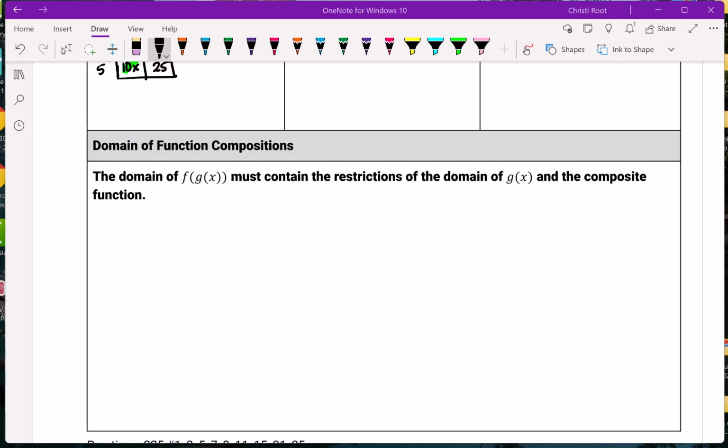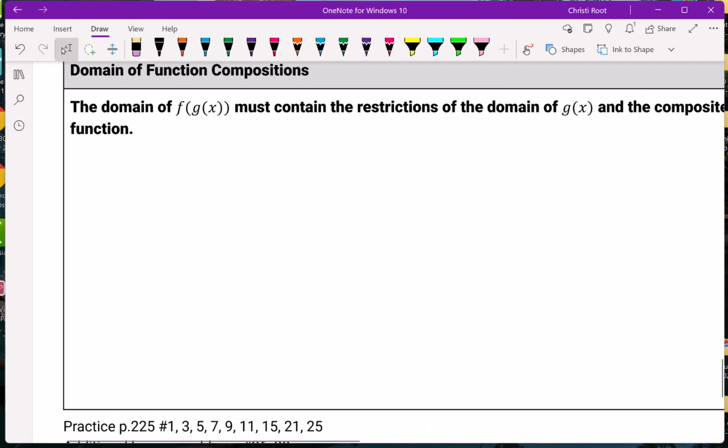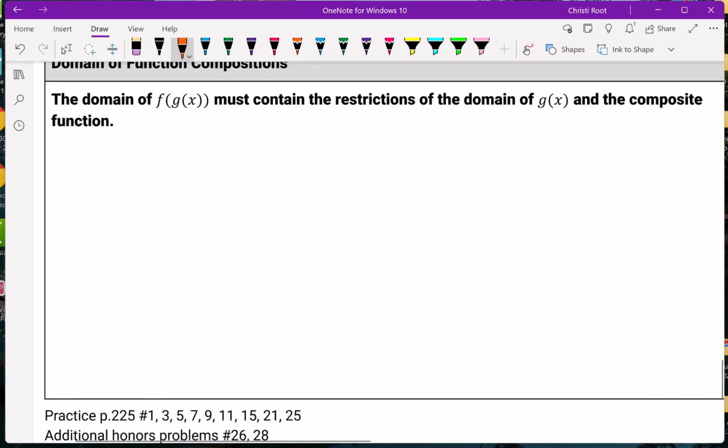Okay, let's go ahead and finish it up. We're going to do the domain of the composition of functions. Now, what this is basically saying is we're going to take the input. So the input is basically what is on the inside of your composition. You need to consider the domain of the input. So that's the first thing that we do. What is the domain of the input?